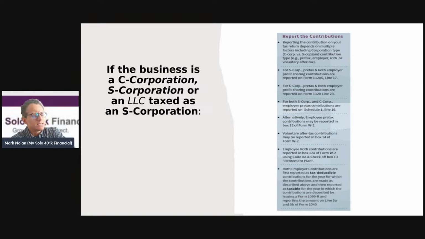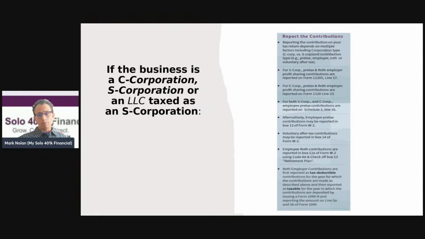Okay, if your business is taxed as an S corporation or C corporation where you're paying yourself a W-2 from that business, then this slide here goes over the contribution rules and how to report those on your taxes. So let's look at some of these items here. Reporting the contributions on your tax return depends on multiple factors, including whether your self-employed business is taxed as a C corporation versus an S corporation, and whether they're pre-tax employer contributions or Roth employer contributions, employee contributions, voluntary after-tax contributions, you name it.